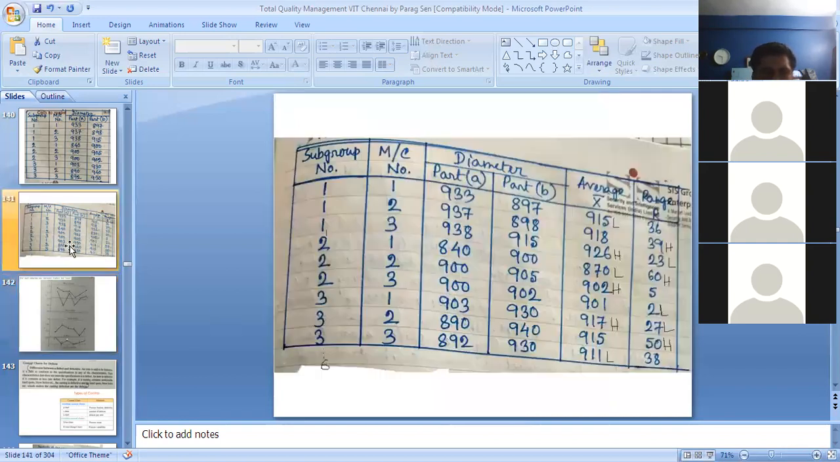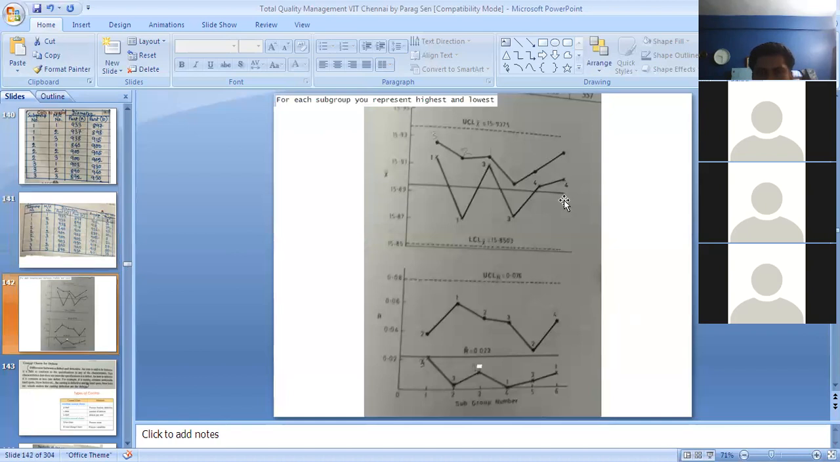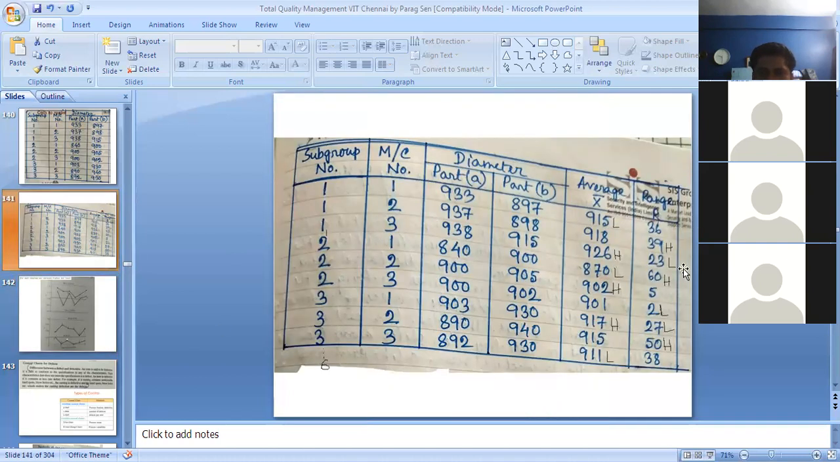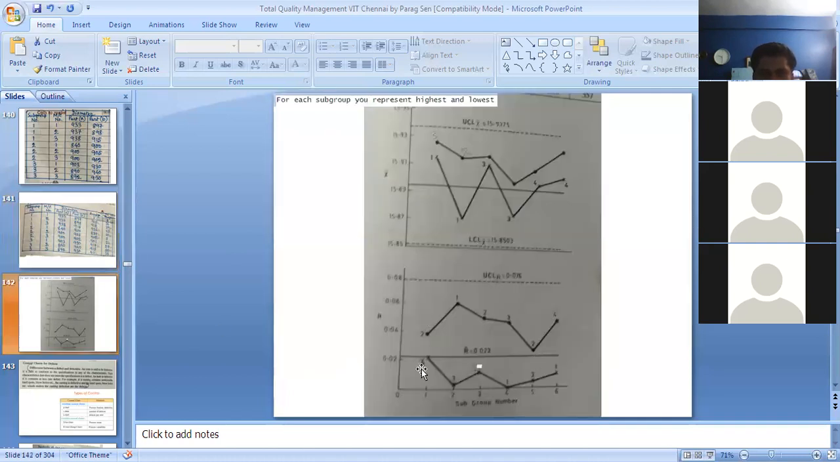If you have more data, they have given up to 6 subgroups. That means they have taken the data for 2 consecutive days, and all of those they have plotted here. The same thing will be performed also for the R chart. You take the highest value and the lowest value, and you plot them based on 1, 2, 3, 4, 5, 6, that means based on your shift or subgroup numbers.